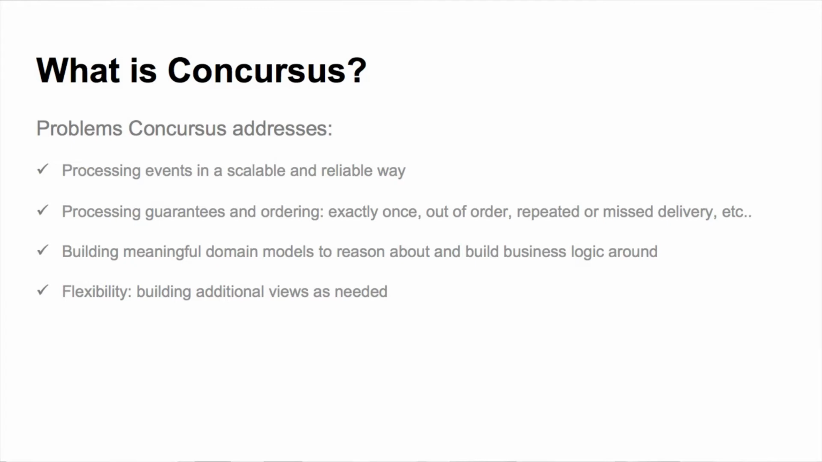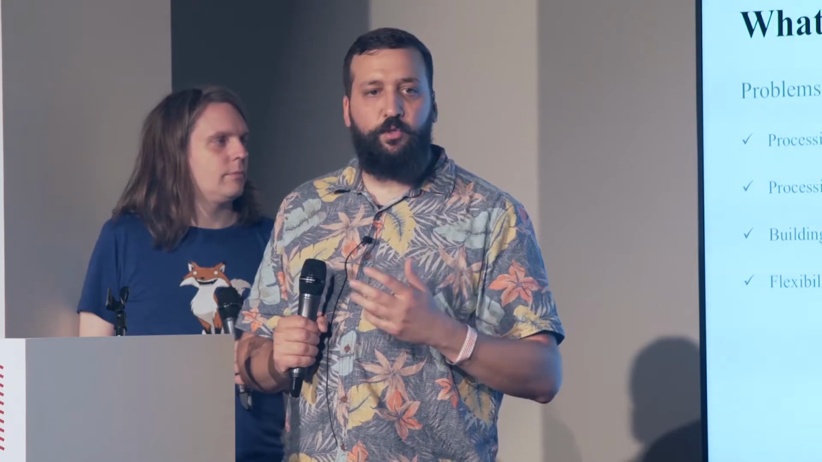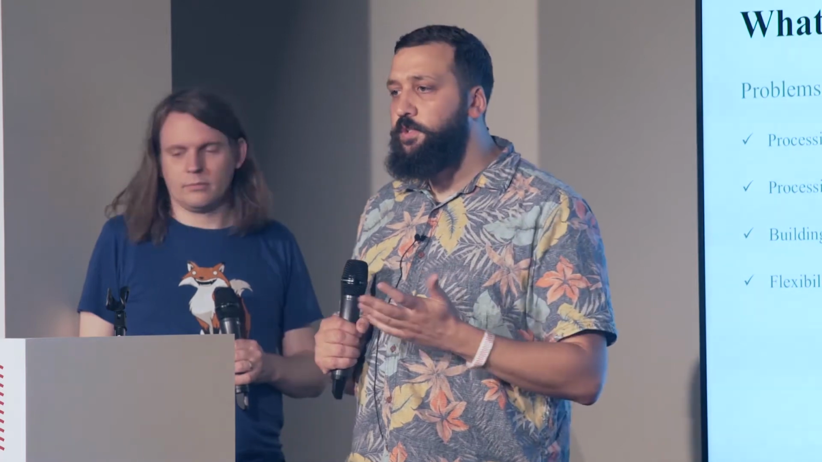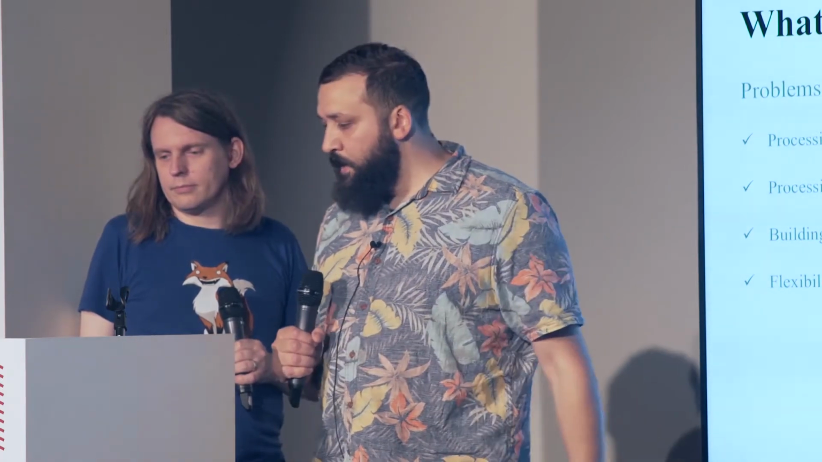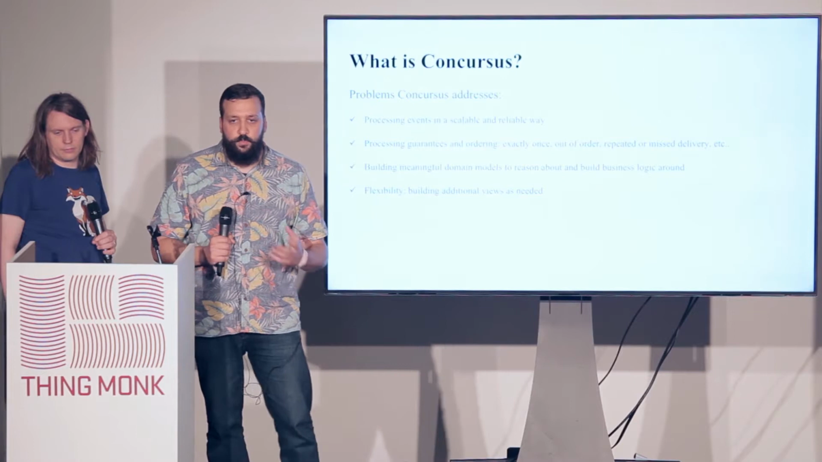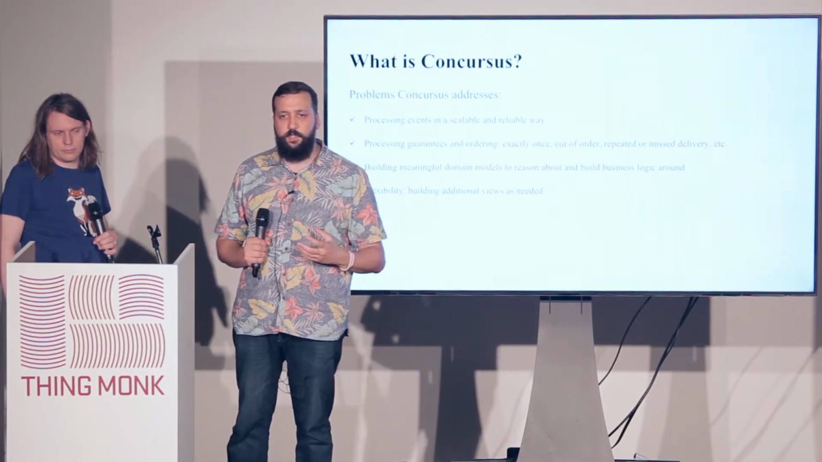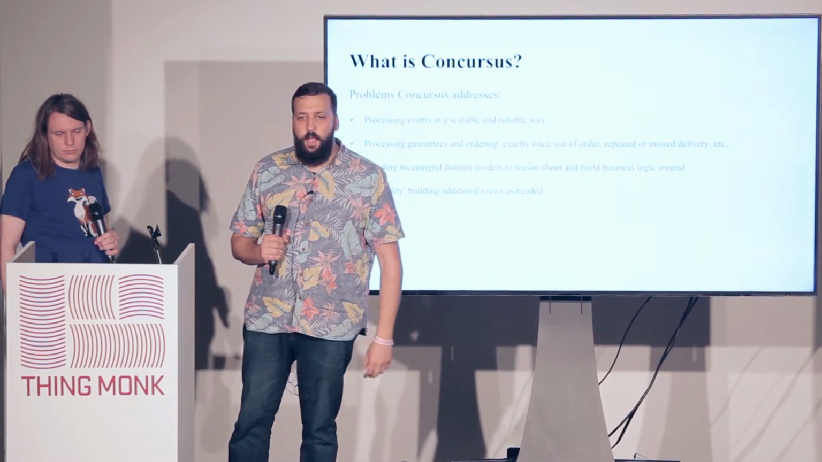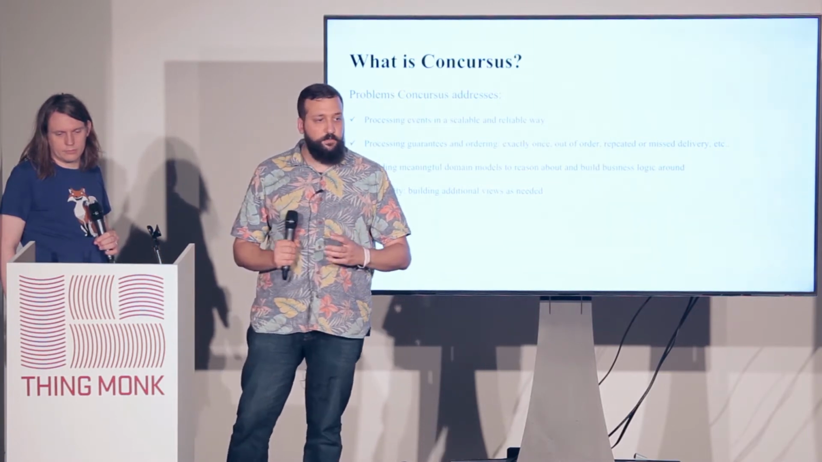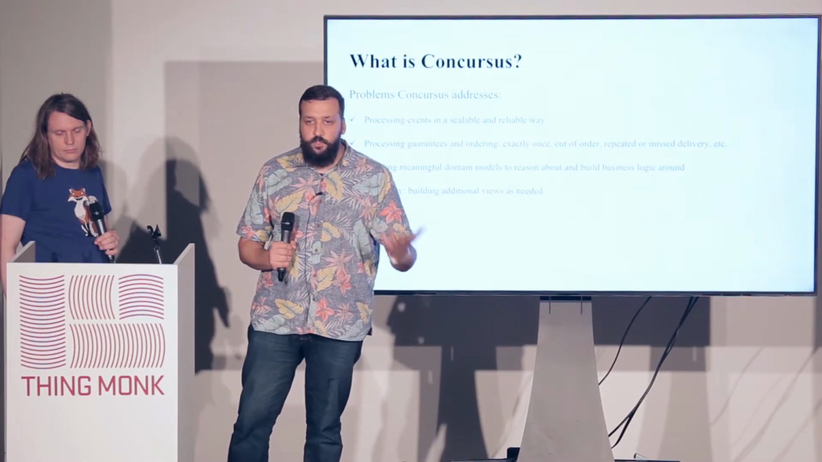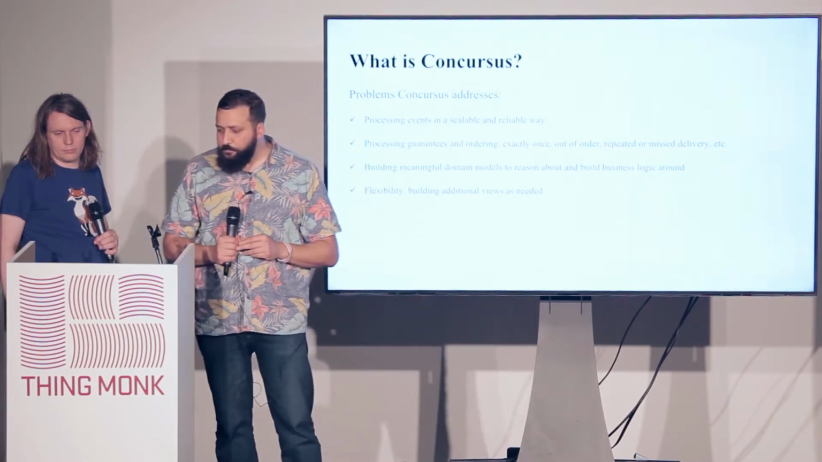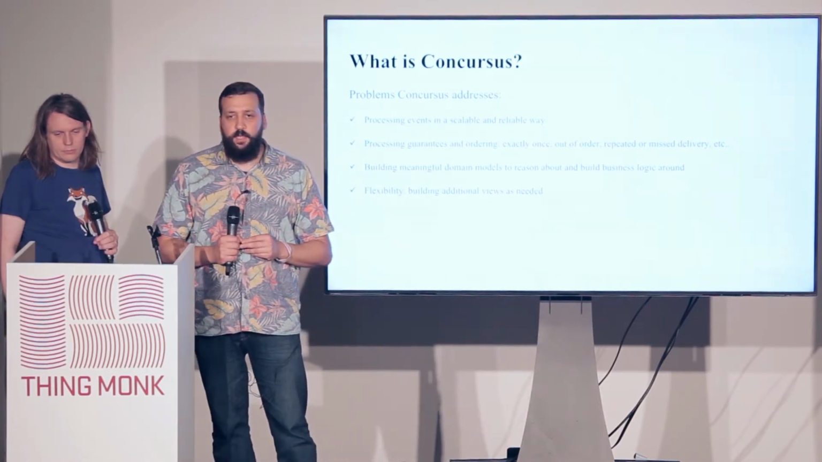We obviously need to worry about processing guarantees and ordering. If you have millions of devices sending events, the events can arrive once, twice, never, out of order, repeated, delayed or not. All these things can happen. And what we're trying to do, as opposed to other frameworks that work at a much lower abstraction at the messaging level, is to build meaningful domain models so that developers can reason about these and build some application logic on top of that.